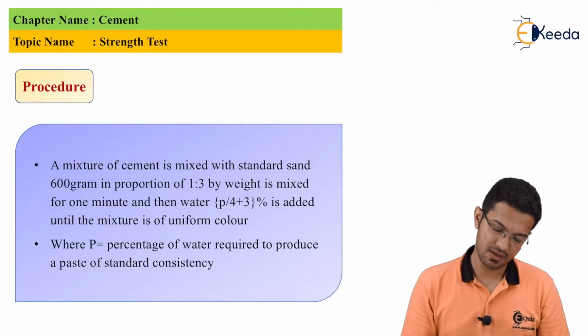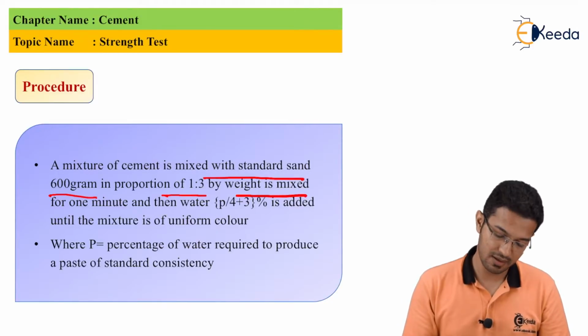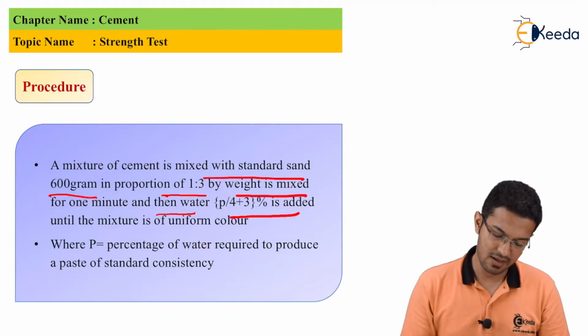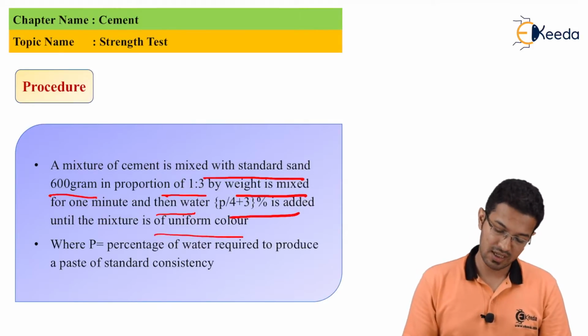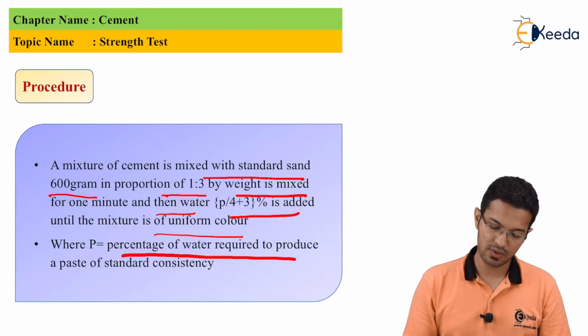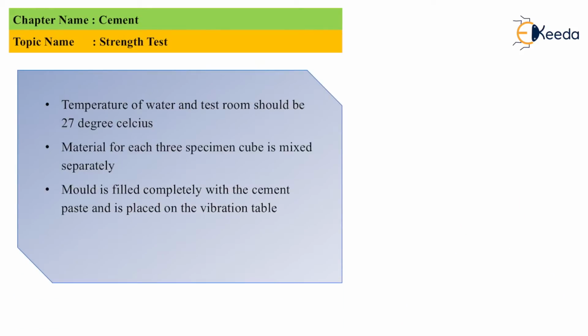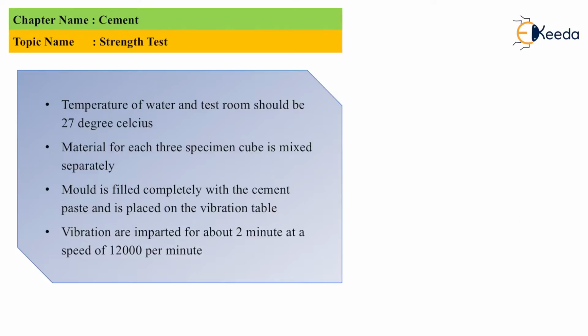A mixture of cement with standard sand, 600 grams, in the proportion of 1:3 by weight is mixed. This is mixed for 1 minute and then water, which is P/4 + 3%, is added until a mixture of uniform color is formed, where P is the percentage of water required to produce a paste of standard consistency. The temperature of the water and the test room should be around 27 degrees Celsius. The material for each of the 3 specimen cubes is mixed separately.